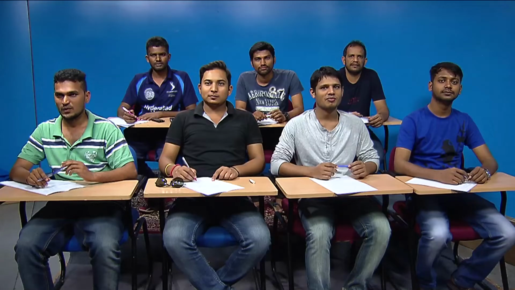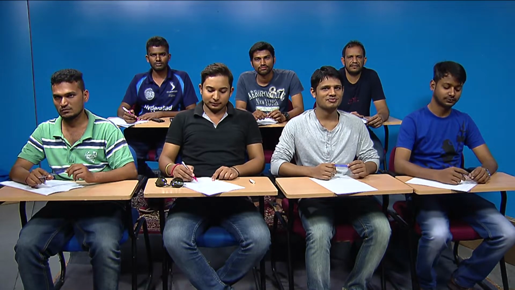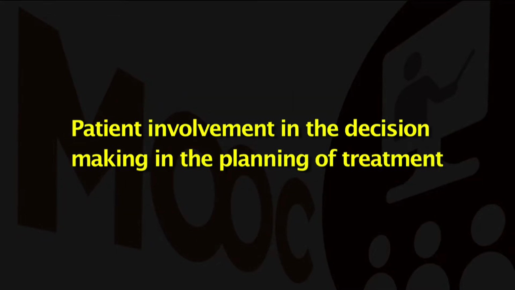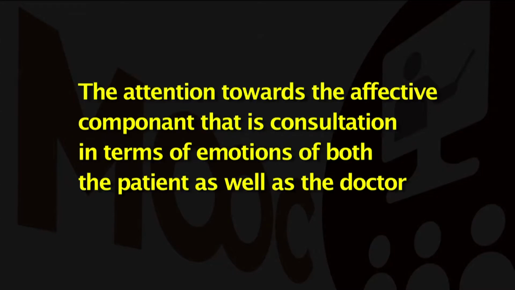Although varying in operationalizing the concept of patient-centeredness, in general the construct is considered to have three central components. What are these components? Number one, a receptiveness by the doctor to the patient's opinions, to the patient's expectations, and an effort to see the illness through the patient's eyes. Number two, patient involvement in the decision making, in the planning of treatment. And the third is attention towards the affective component, that is, the consultation in terms of emotions of both the patient as well as the doctor, not just one.